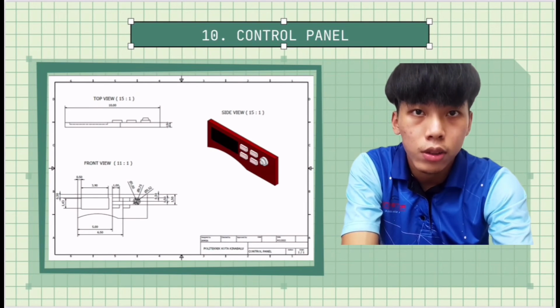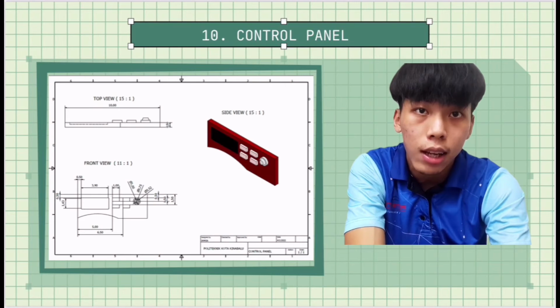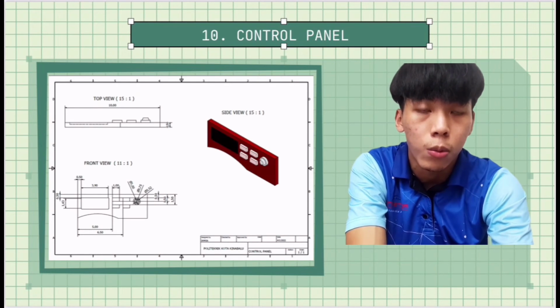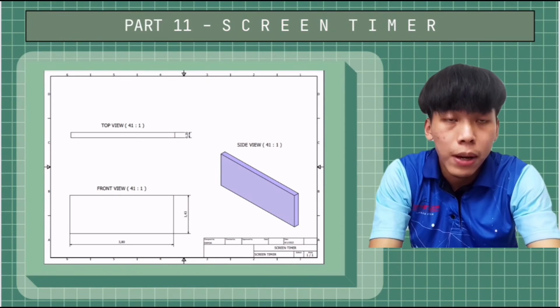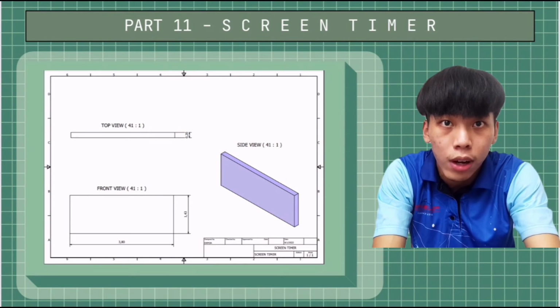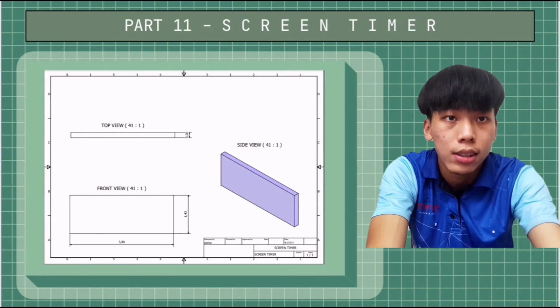The length is 10 mm, the width is 0.5 mm, and each button is 1 mm in length. This is the electronic device that controls the washing machine. Part 11 is the screen, which has a length of 3.8 mm, a height of 1.4 mm, and a width of 0.2 mm. This is placed on the control panel.